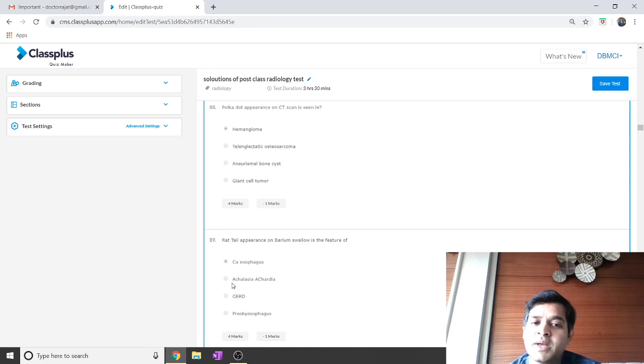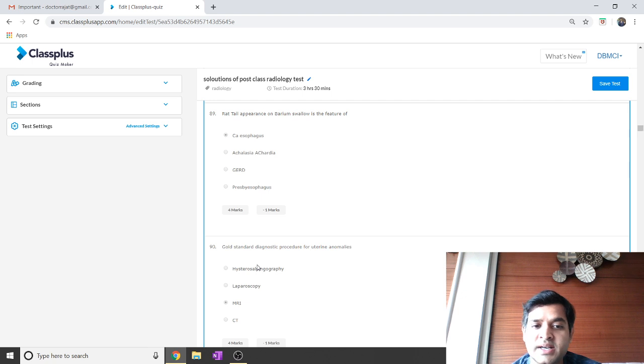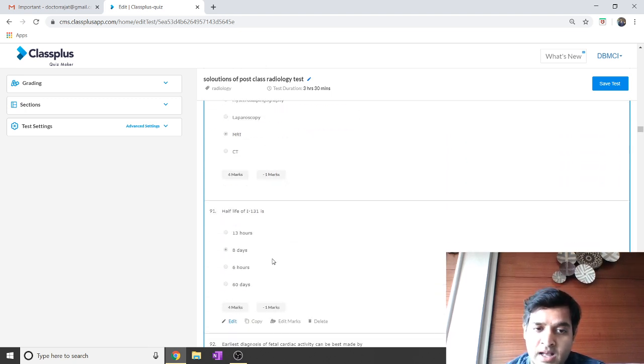Rat tail appearance of the barium swallow is seen in carcinoma esophagus, bird beak in achalasia cardia. MRI is the gold standard diagnostic procedure for uterine anomaly. Please remember, this cannot be laparoscopy. Ideal answer should have been laparohysteroscopy. And because laparohysteroscopy is not given in the choice, my best answer is MRI.